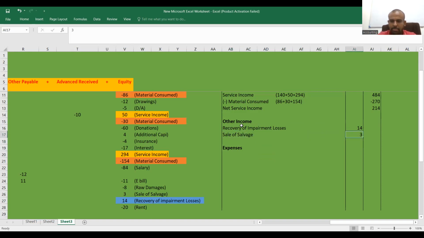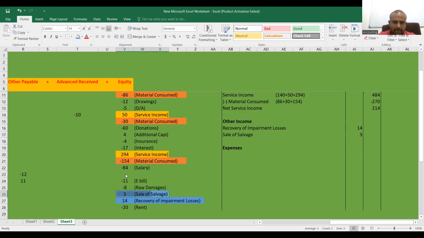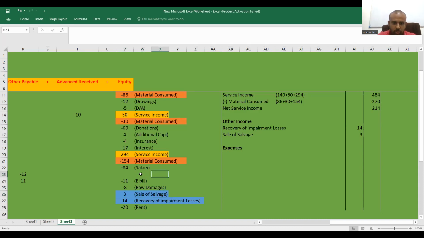That is also an income, right? Sale of salvage, it's an income. Other income, right? So the main income, the normal sale, and this 4,000 is an additional capital. It's not an income. Yes, that's all. Only those two things you recognize as an income. Then all others you need to recognize as expense, right? Okay, what are the expenses?